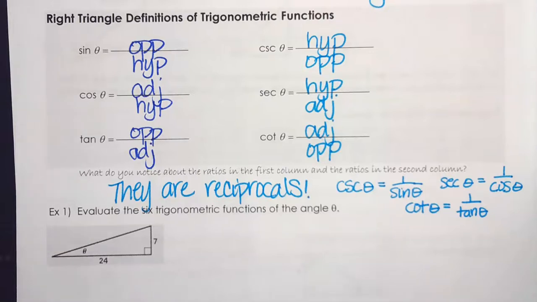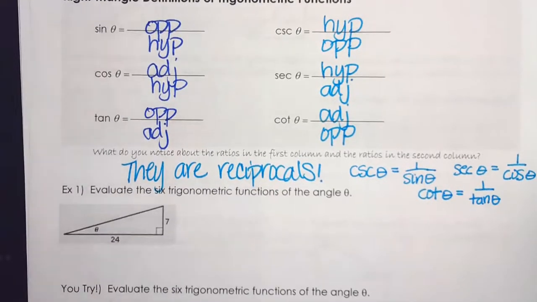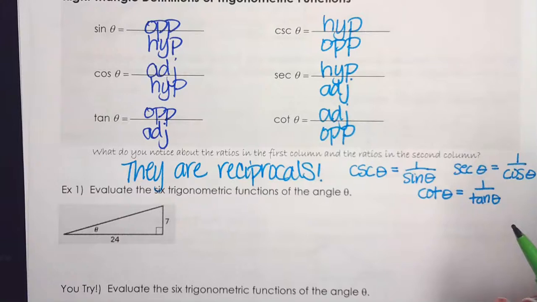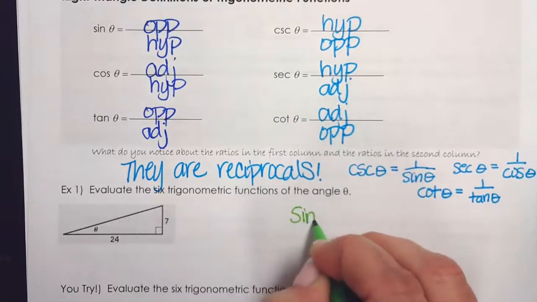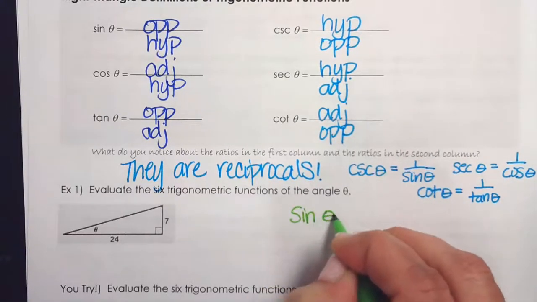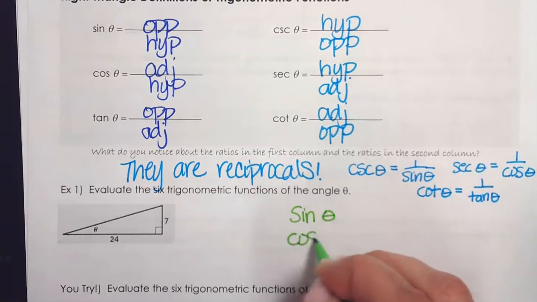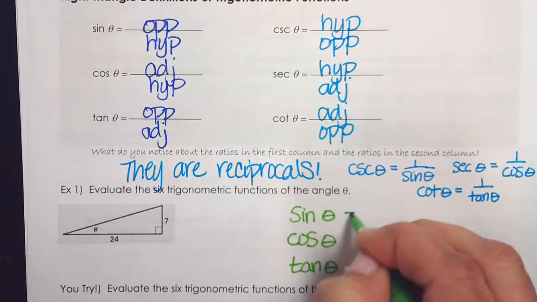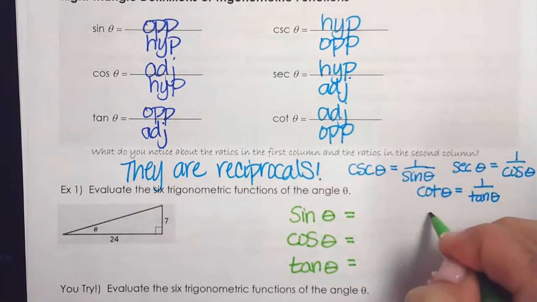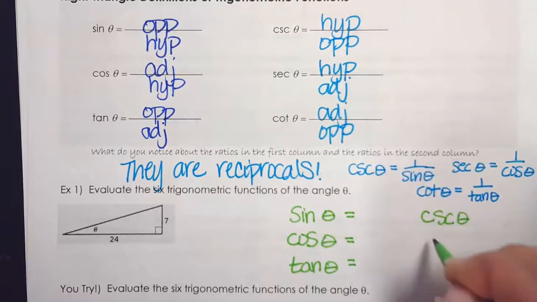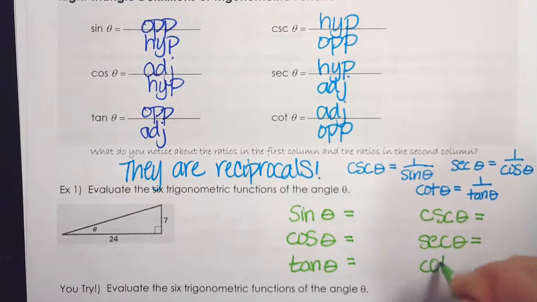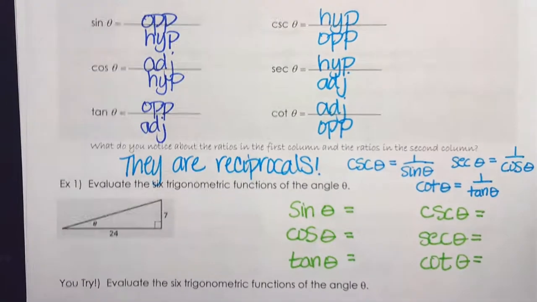So in example 1, it asks us to evaluate the 6 trigonometric functions of the angle theta. And when we evaluate the 6 trigonometric functions of the angle theta, we are going to list the sine of theta, the cosine of theta, the tangent of theta, as well as the cosecant of theta, the secant of theta, and the cotangent of theta.